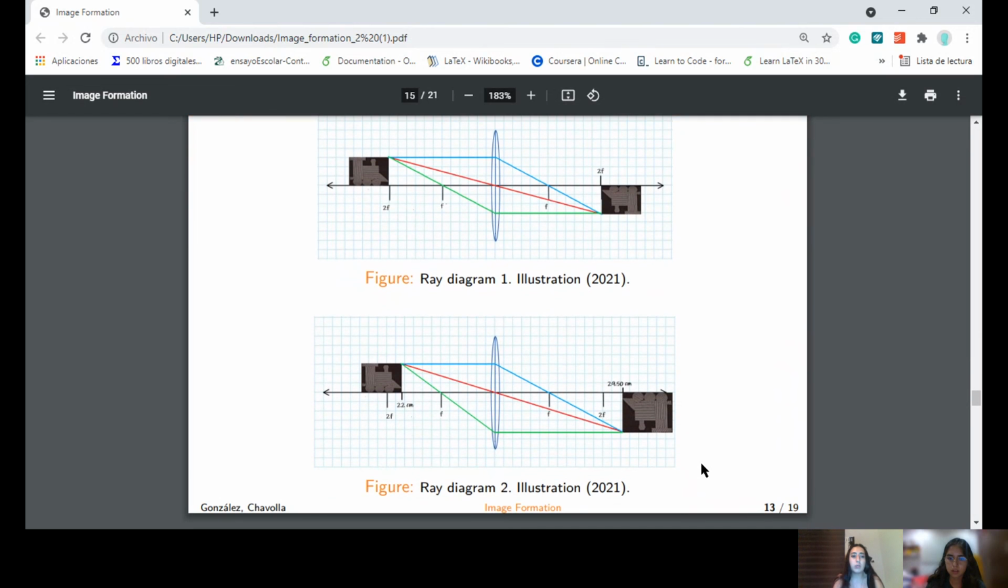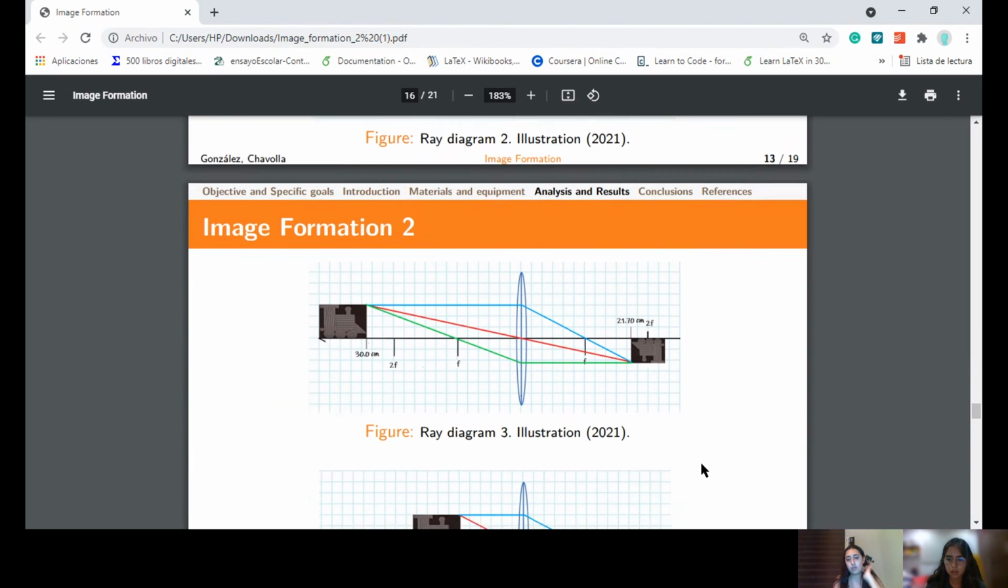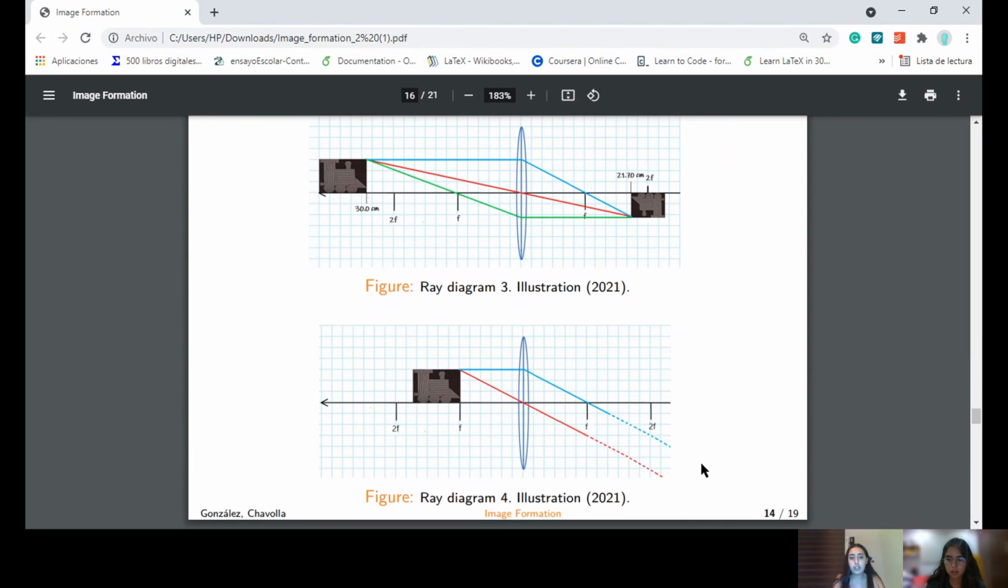For the first ray diagram, where the object distance is placed 2 times the focal length, we obtained a real image of the same size, but it is inverted. On the second ray diagram, the object is placed between 2 times the focal length and the focal length, therefore we obtain a real, inverted, and augmented image. For the third ray diagram, where the object is placed between infinity and 2 times the focal length, we obtain an image that is real, diminished, and inverted.